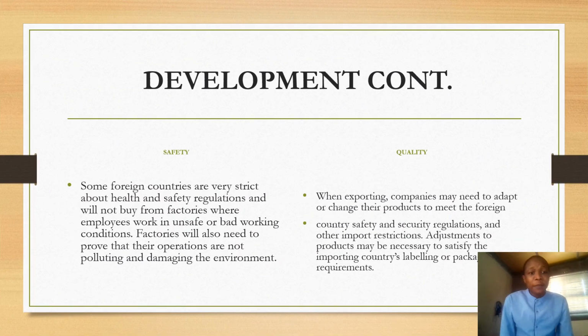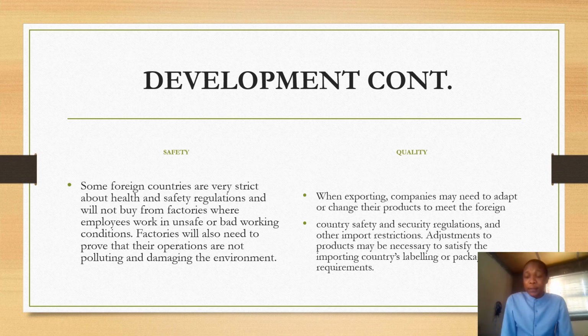We look at safety. Some foreign countries are very strict about their health and safety regulations and will not buy from factories where their employees work in an unsafe or bad working environment. So factories will also need to improve their operations and to see that they are not polluting or damaging the environment.